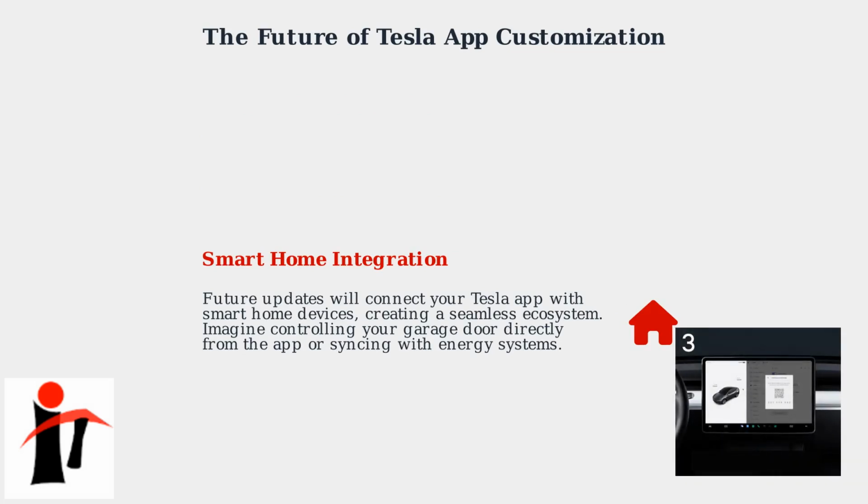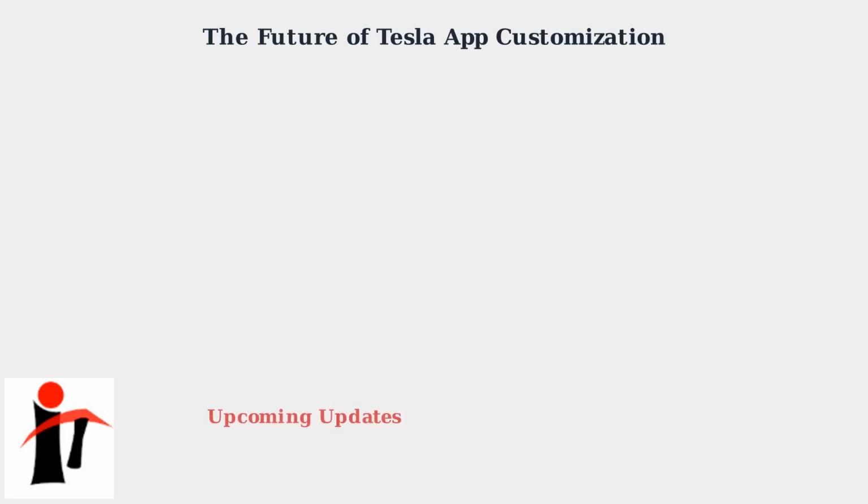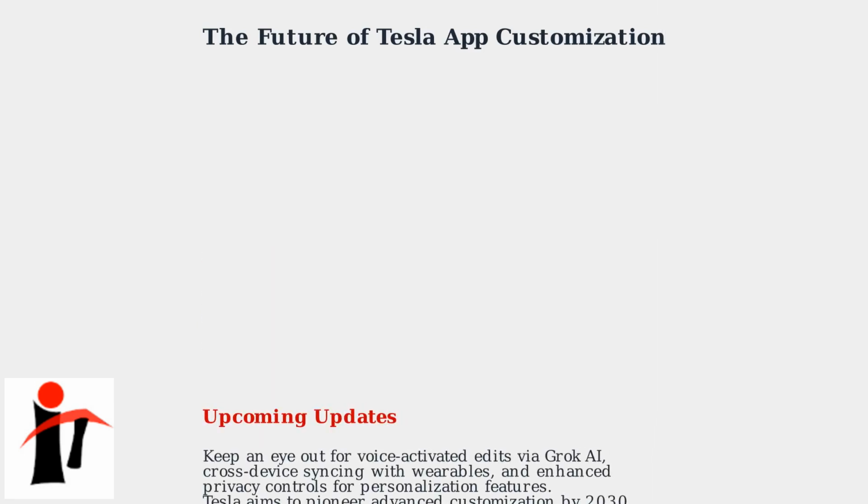The app could connect with your garage door opener, allowing remote access through Tesla's ecosystem, or sync with energy management systems for seamless home vehicle coordination. Broader smart home features might include automatic energy optimization, where your Powerwall and vehicle charging coordinate based on your daily patterns. Future updates may include voice commands through Grok AI for editing shortcuts, syncing with wearable devices, and stronger privacy options.